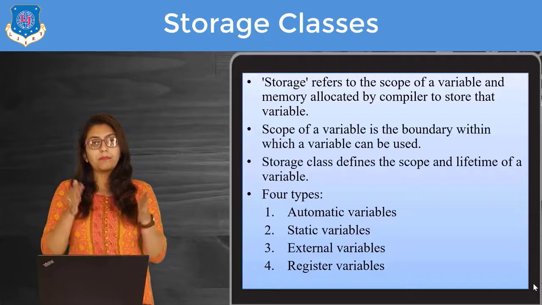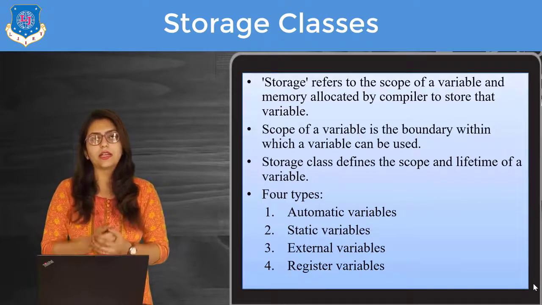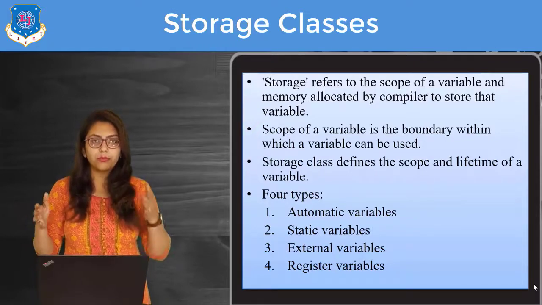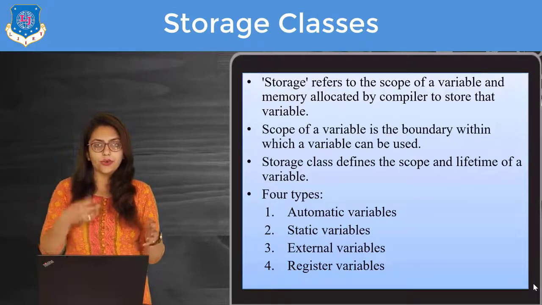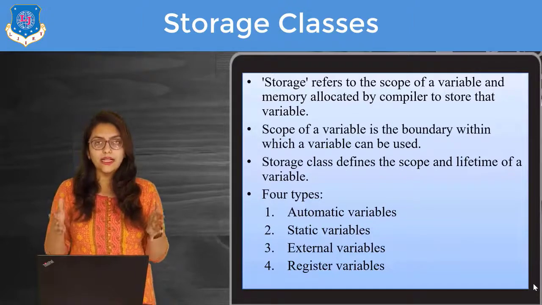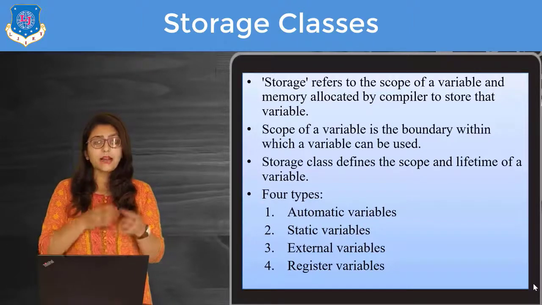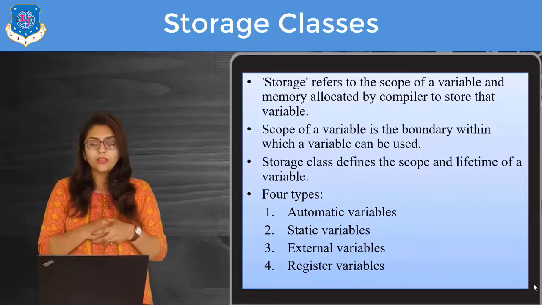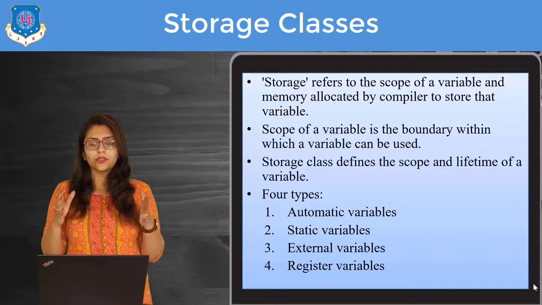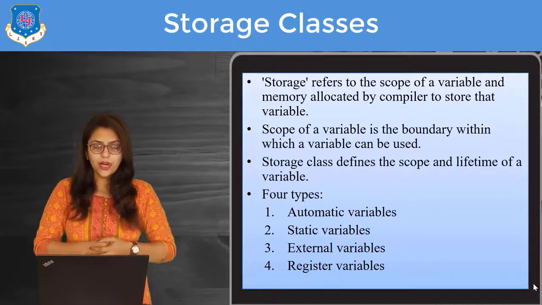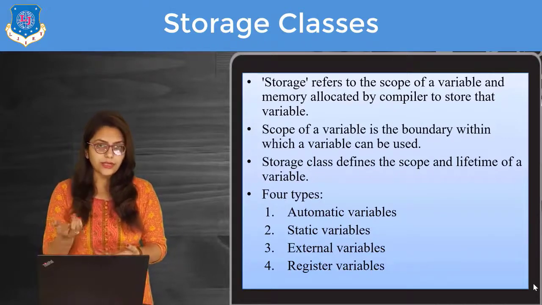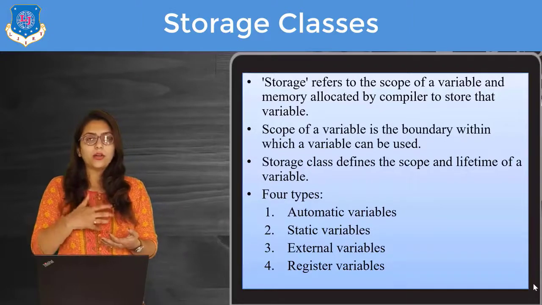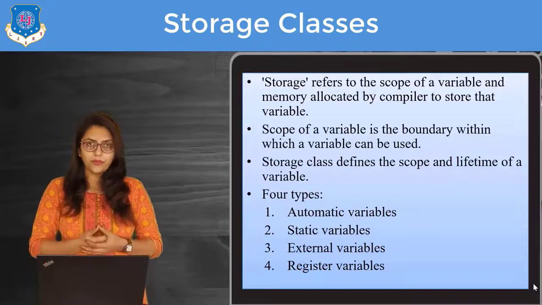Scope of the variable is the boundary within which the variable can be used. So how long the variable can be used by a function or by the main function or something else will be decided by the scope of that variable, and each variable may have a different scope according to its storage class. Now, storage class defines the scope and lifetime of a variable, right? So when the variable will be created inside memory and when it will be freed from the memory is all defined by the lifetime of a variable.